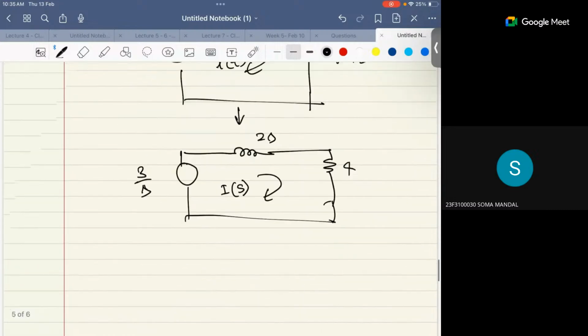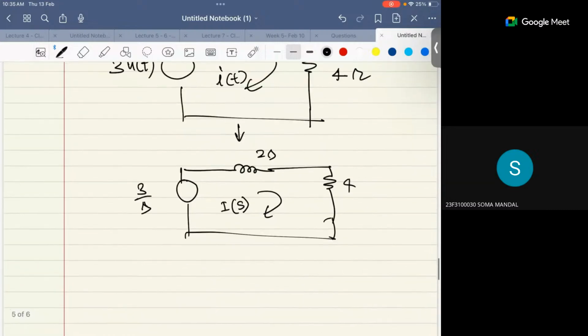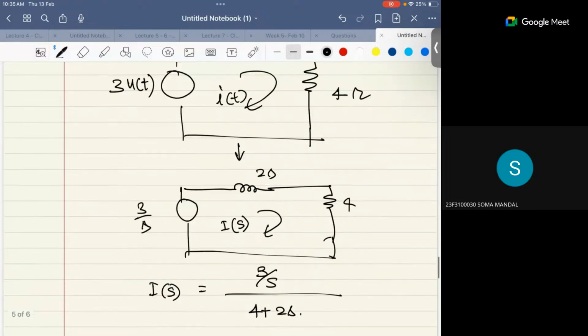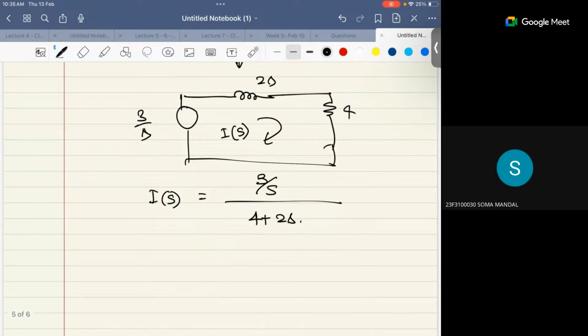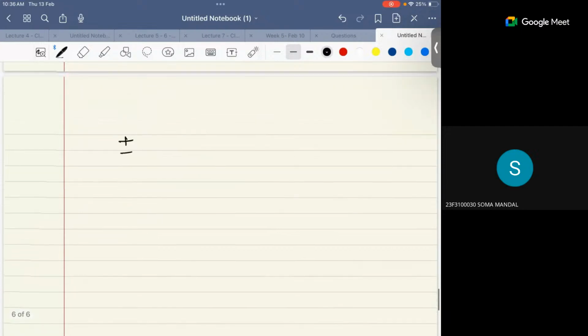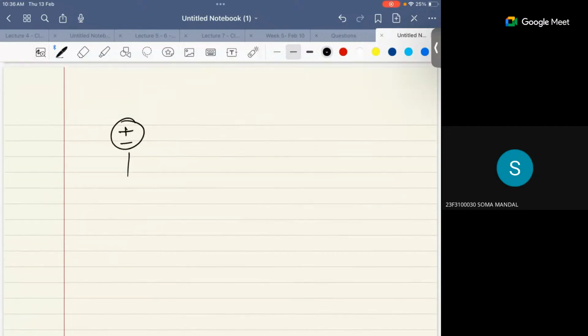So we can calculate it, I of S will be what? And then this is much easier to calculate the inverse also. So you can calculate the inverse also. Now I'm giving this question where you have been given the voltage.